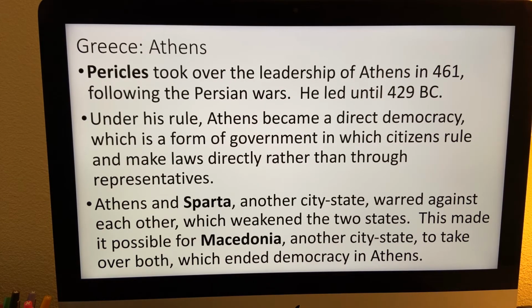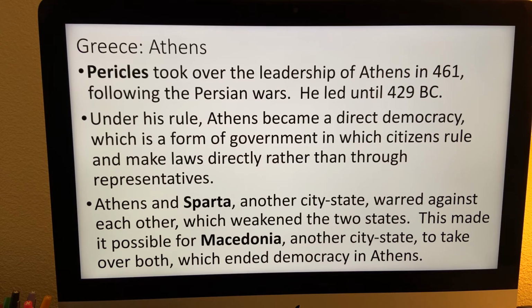So Pericles took over Athens in 461 BC, and he led until 429. Now, it was under his rule that Athens becomes a direct democracy. This is something that you need to know as well. A direct democracy is actually a government type that exists today, and basically, it is a form of government where citizens rule and make laws themselves rather than doing it through representatives. Now, we do not have direct democracy in the United States, but there are people who do in the world today.